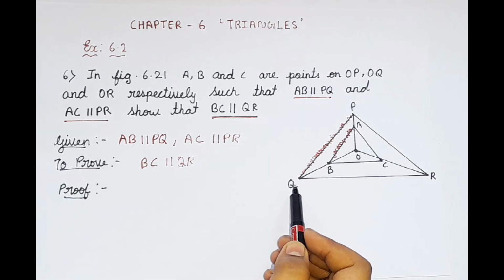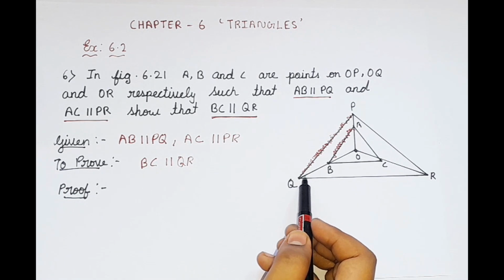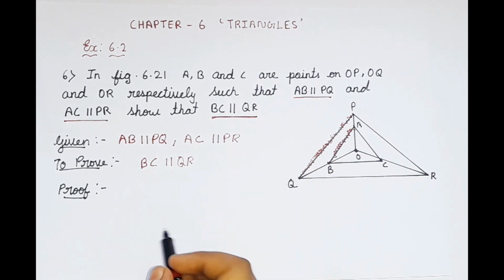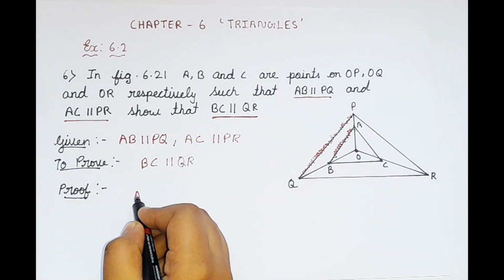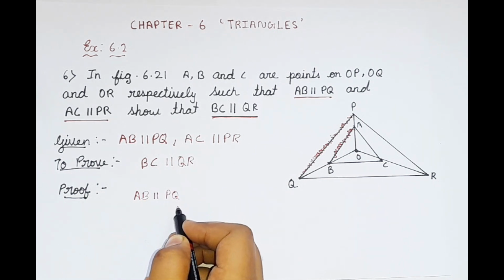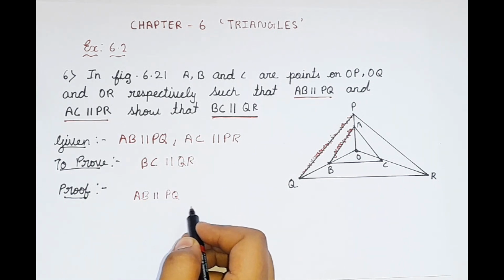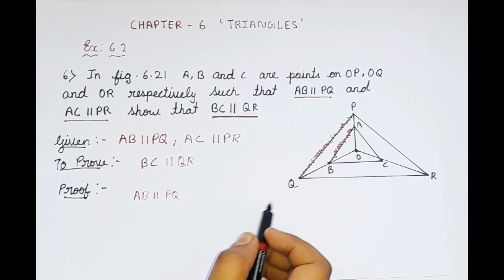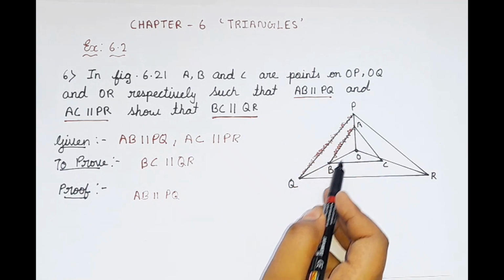Okay, so now it's going to be easy for you guys to solve it, am I right? So where are they lying? AB and PQ. So first of all, now let us write AB is parallel to PQ. Okay, alright, AB is parallel to PQ. So where are they lying? That means in which triangle are they lying? So in triangle POQ, am I right?